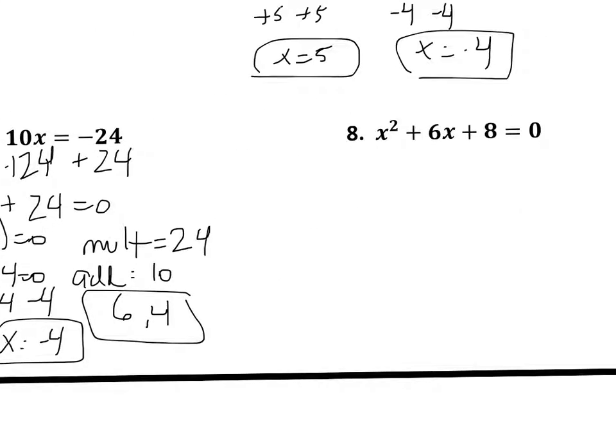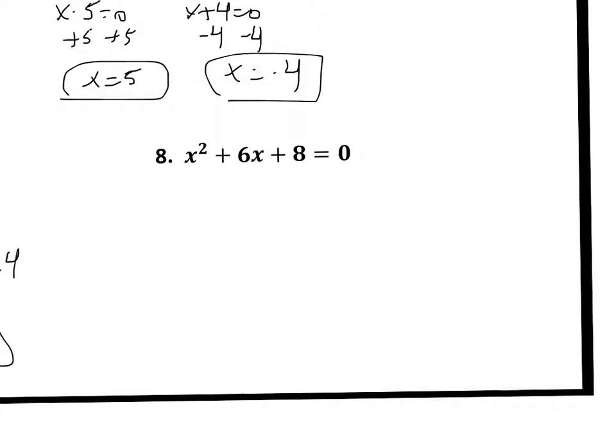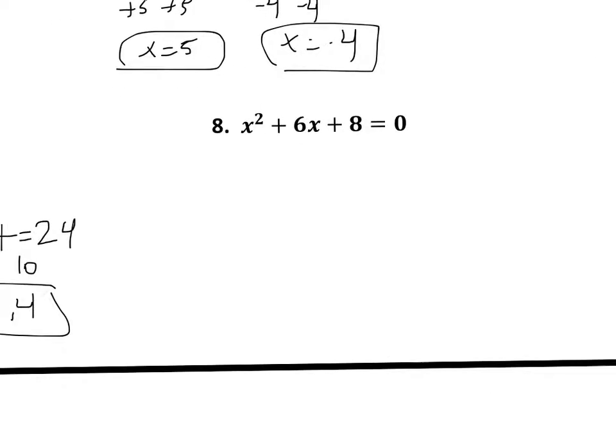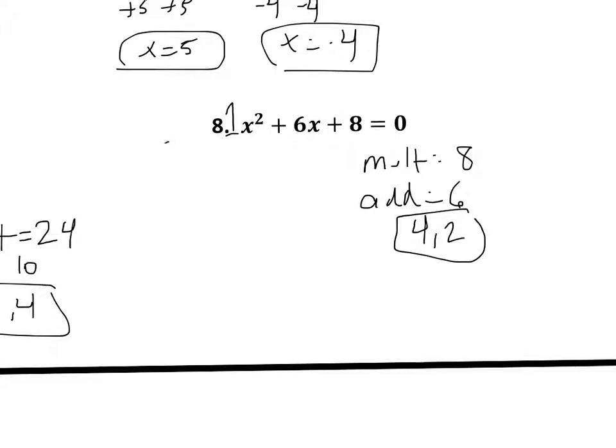Okay, last one. If you notice, it's already in the form that we want. It's equal to 0. Got my a, my b, and my c in front of me. Lead coefficient is 1. So I need two numbers that multiply to 8 and add to 6. Factors of 8: 8 and 1, nope. 2 and 4, oh, both positive. That would multiply to 8, and 2 plus 4 gives me 6. So positive 4, positive 2. Let's factor. Let me erase a little bit. x plus 4, x plus 2 equals 0.